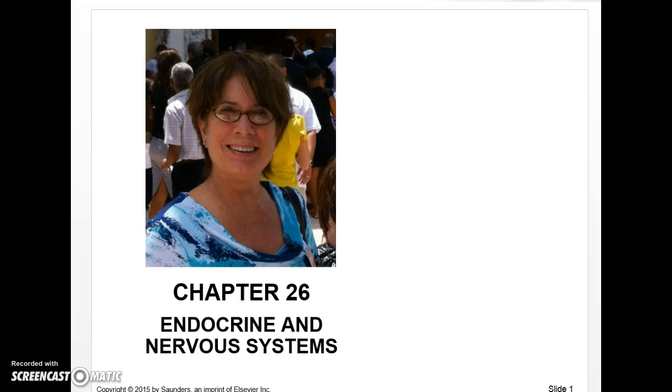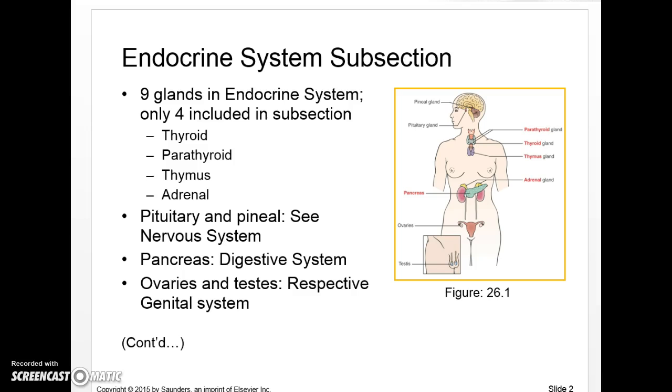Welcome to BC 2030. We're going to be covering chapters 26, 27, and 16 this week. Chapter 26 deals with the endocrine and nervous systems. The endocrine system contains 9 glands. Only 4 are included in the endocrine subsection of the CPT book. Those are the thyroid, parathyroid, thymus, and adrenal.